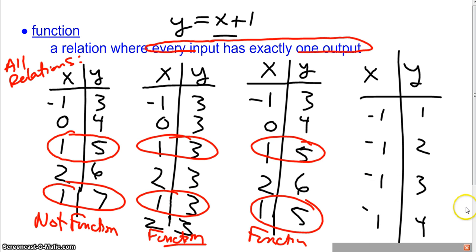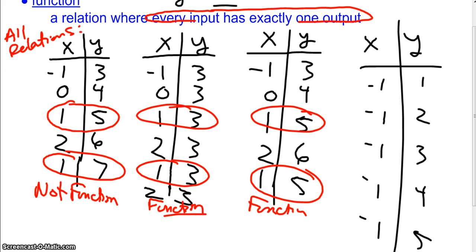Okay, final one. Pause and come back. Okay, this one is kind of strange, like the second one was strange, right? But now every x is negative 1. Negative 1, negative 1, negative 1, negative 1. And then the y's are 1, 2, 3, 4, 5. So if I plug in the next negative 1, what would you expect? 6. So is this a function?